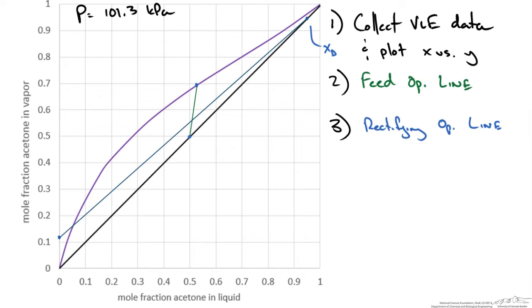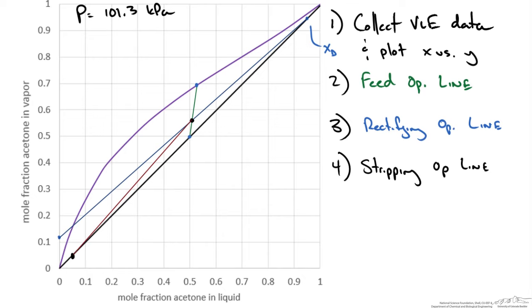So the last line we need to add to our plot is that for the stripping section. And now that we have 2 of our operating lines, we know that the stripping operating line must also coincide with an intersection at these points, and we see an intersection between our feed line and our rectifying line here. The other point we know is that the bottoms composition is 0.05, which falls on our XY line. So we can just draw a line between these 2 points to determine our stripping line.